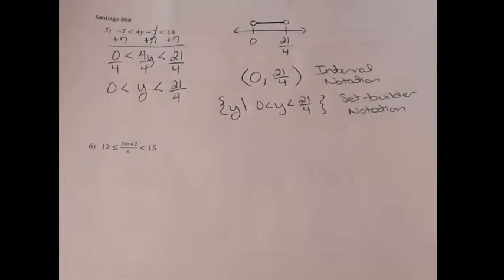Okay, what I'd like you to do, we do have 5 minutes, and I think you are fast enough to complete number 6. Give this a shot. 12 is less than or equal to 3m plus 2 divided by 6, which is less than 15. I'm going to give you 2 minutes. Honestly, I think that's all you'll need. Let's see it.